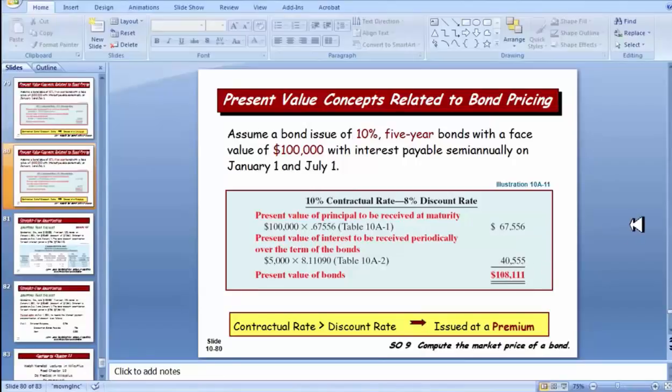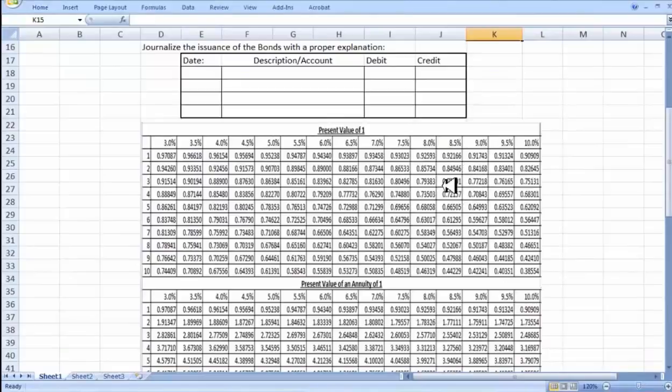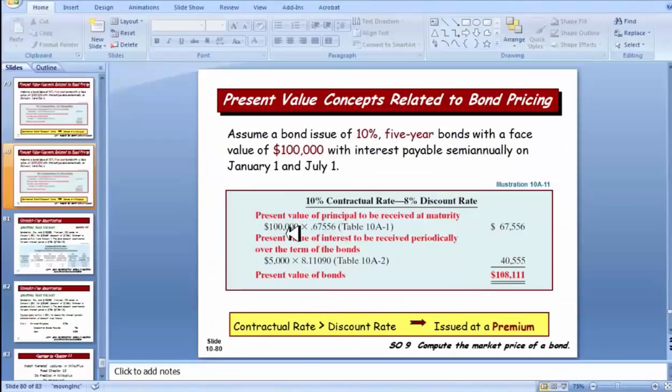The opposite of that happens if the contract rate on the bond is greater than the interest rate that the market is paying. If the market is demanding 8% and the bond is at 10%, then we can sell this bond for more than the face. So in that case, we take $100,000 times the present value of 1 at 4%, 4% being half of the market rate that we're demanding. Okay, there's 4%, there's 10 periods, 0.67556. Okay, 100,000 times 0.67556 equals the present value of that payment 10 periods from now.